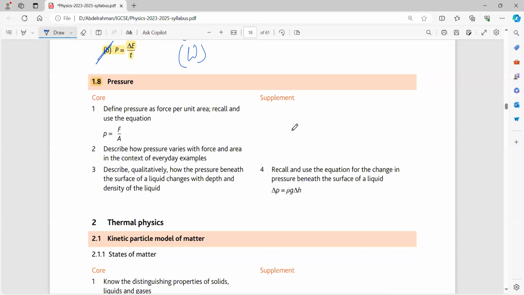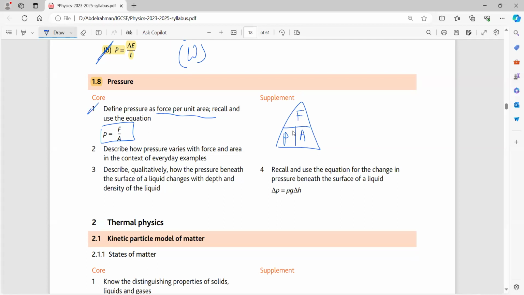Moving on to the last lesson in Unit 1, pressure. Pressure was the force per unit area. Pressure equals force over area. We can use the triangle. Pressure equals force over area.